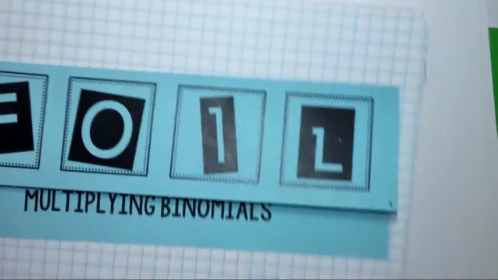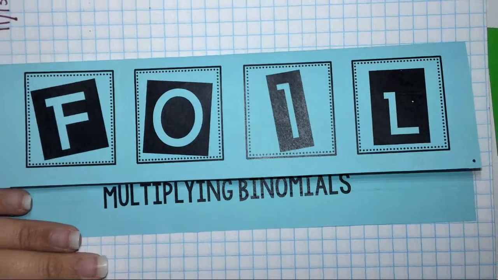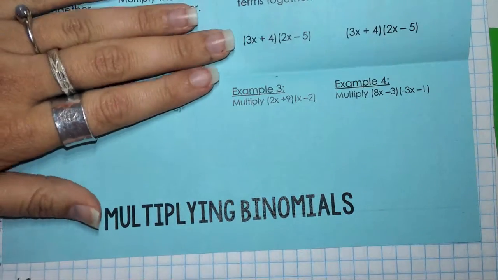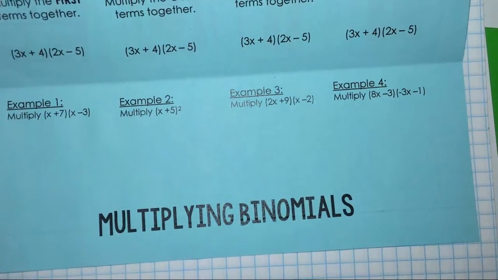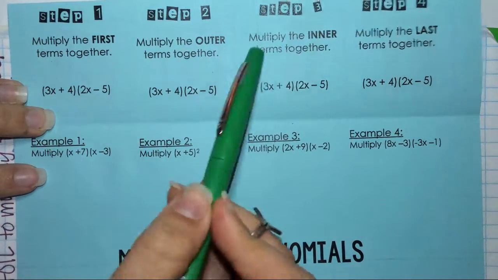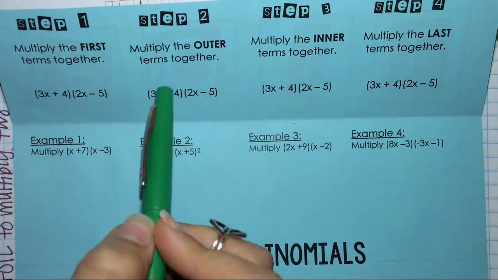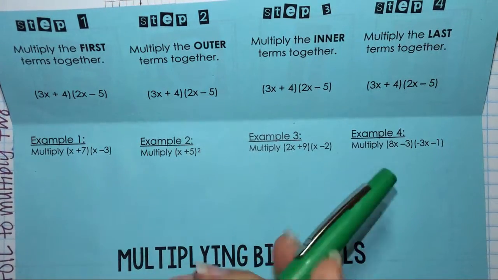Alright, so FOIL you only use when you multiply two binomials together. So let's open this up. Now, what we did here is we broke it down into the 4 steps, and we're using the same binomial each time, but we're doing one step at a time, and then we're going to combine it all together.